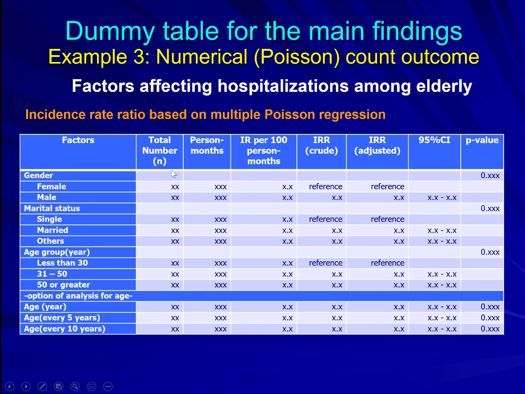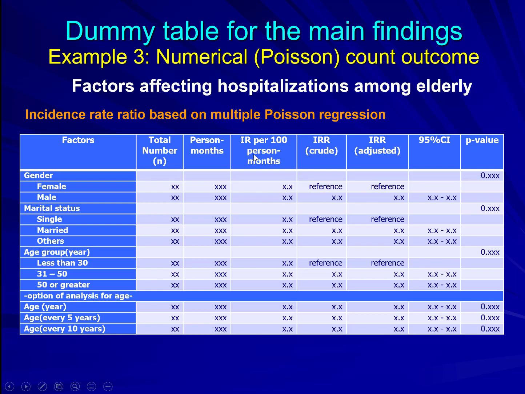Here is how to draw a dummy table. The first two columns are the same, but we add one more, because we will not use only the number of participants in each group as the denominator to get the rate, called the incidence rate. We will use the total person-time. For example, if we follow 10 persons in total for 300 person-months, this will be the denominator to get this.